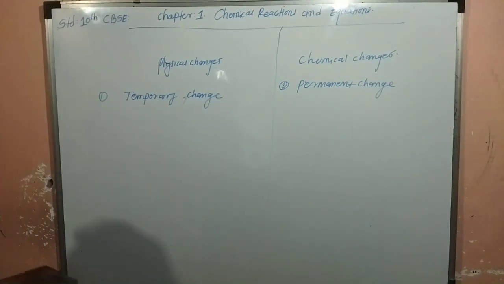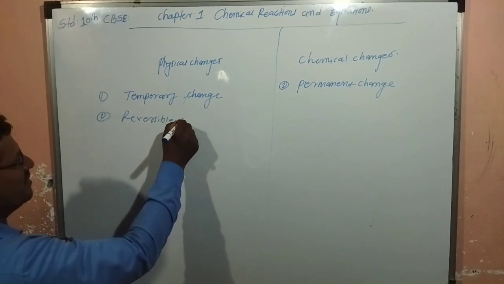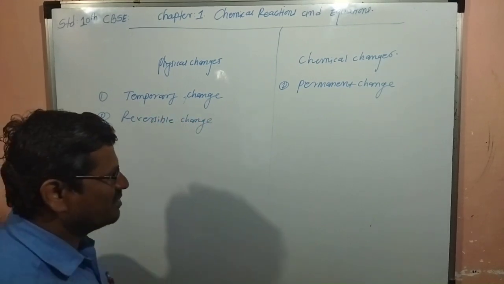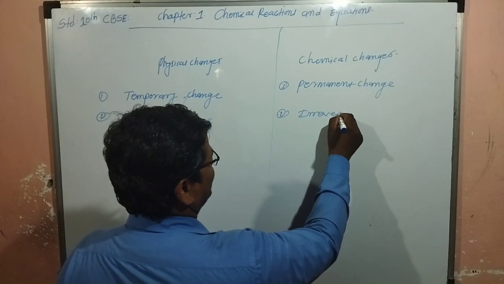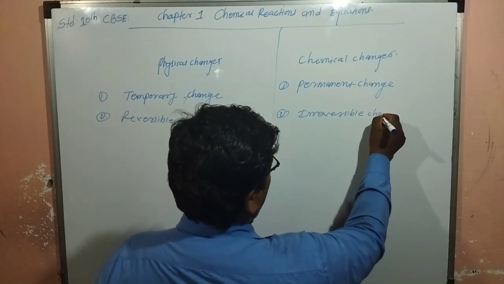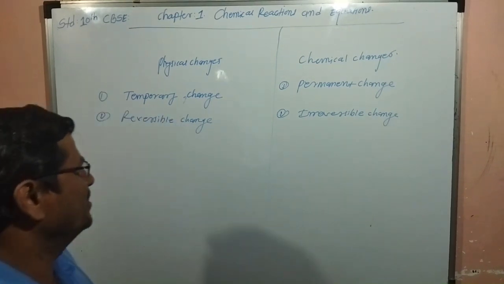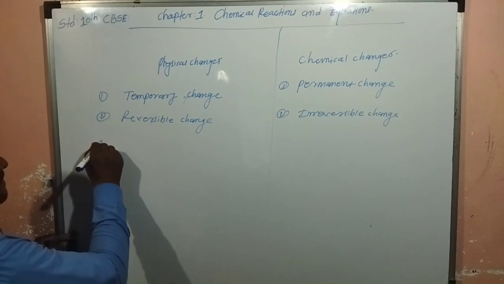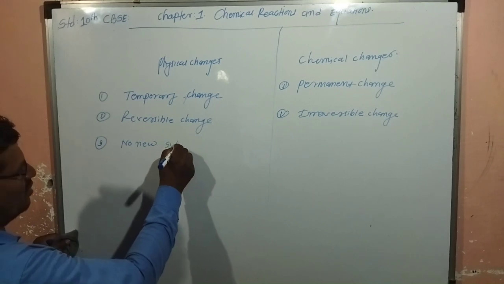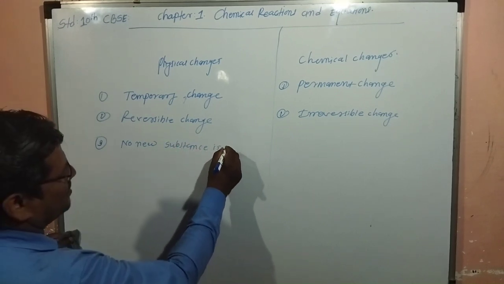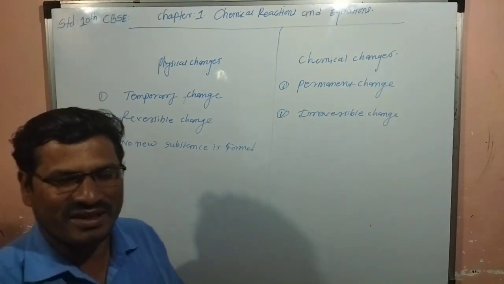Second point of difference: physical change is a reversible change. And what about chemical change? It is an irreversible change. Another thing in case of physical change and chemical change: in physical change, no new substance is formed. That means the original substance remains as it is.